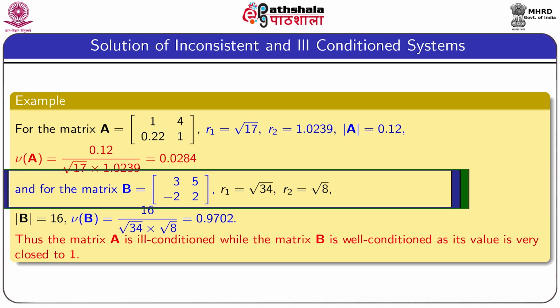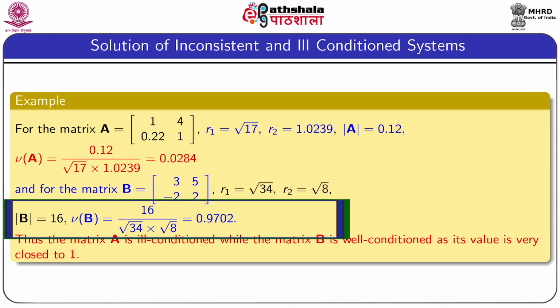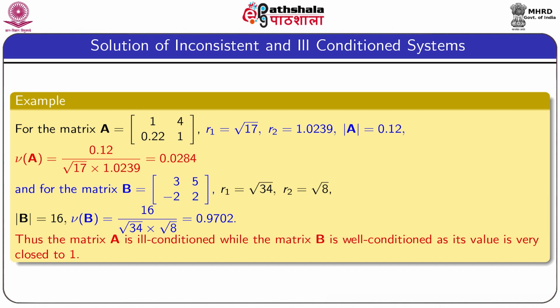And for the matrix B, R1 equals root 34, R2 equals root 8, and the determinant of B is 16. Therefore, nu of the matrix B equals 0.9702. Thus, the matrix A is ill-conditioned because nu A is very small, close to 0, while the matrix B is well-conditioned as its value is close to 1.